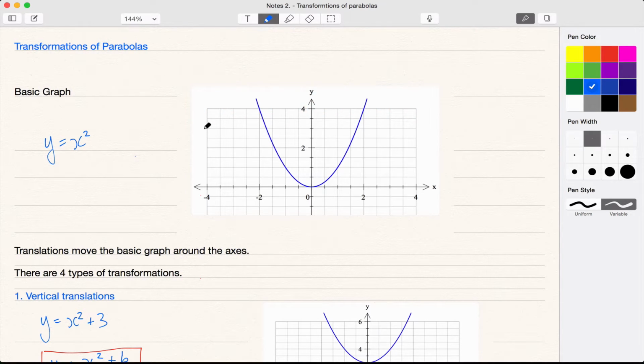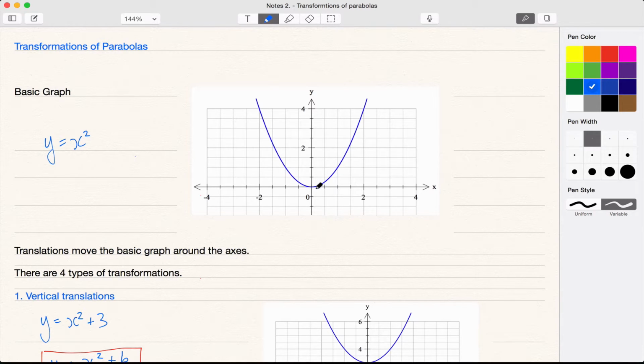Now you'll remember from our last video that the basic graph of a parabola has the equation y equals x squared. There's no other numbers, just x squared. And it looks like this. Smooth curve passing through the origin. It has a minimum, that's that point at the bottom, and the turning point is at the origin as well.